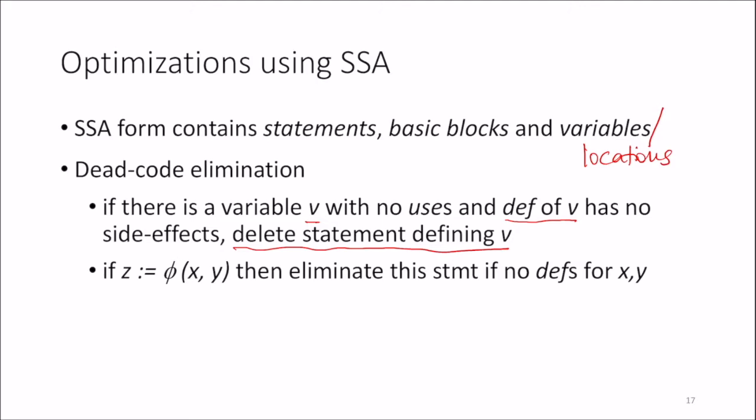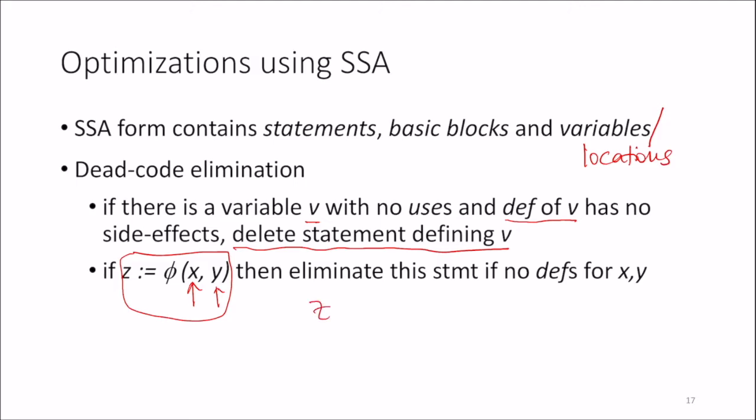In terms of a phi function, if I have no definition for x and no definition for y, then I can just eliminate this entire statement because I'm not going to be using it. Essentially, if I wanted to use z somewhere and x and y don't have any definitions, then z should not be used either. Right? Otherwise, x and y would be used.